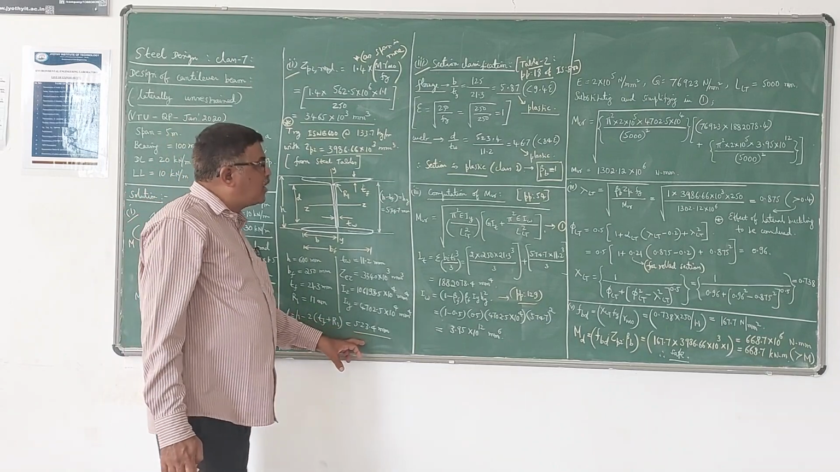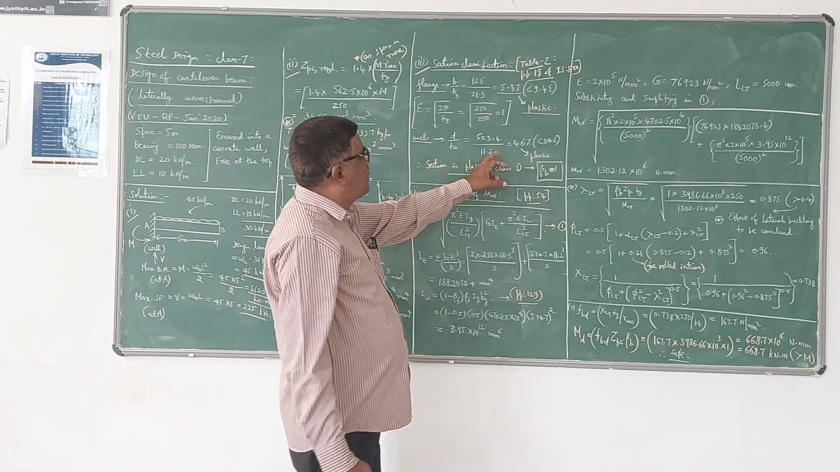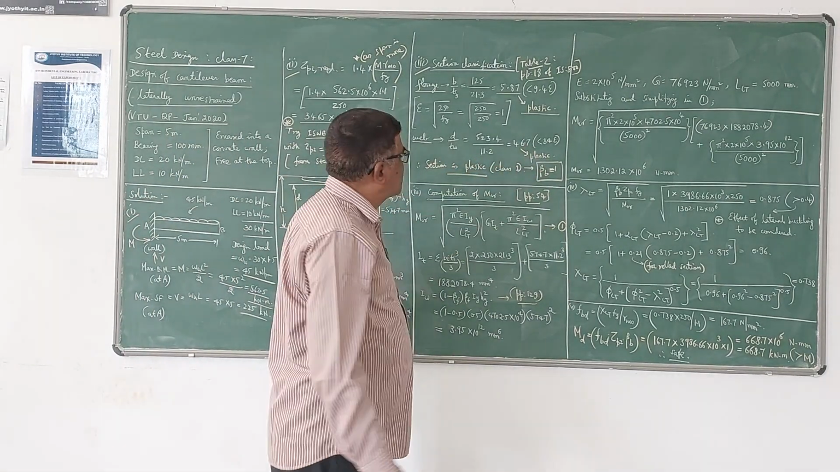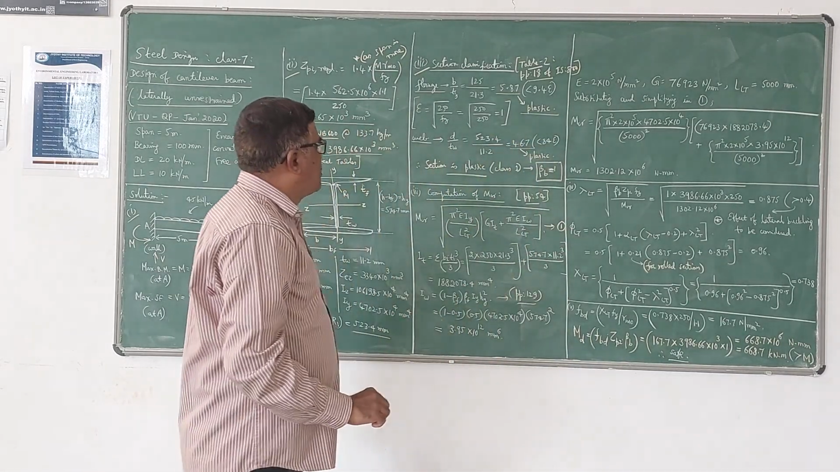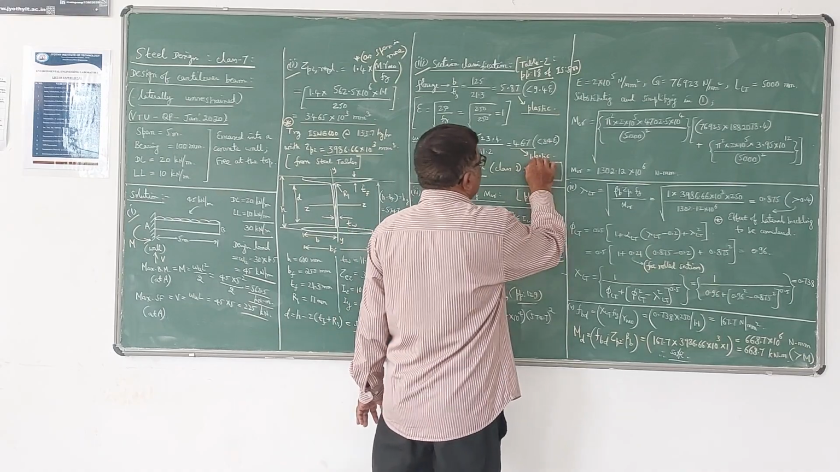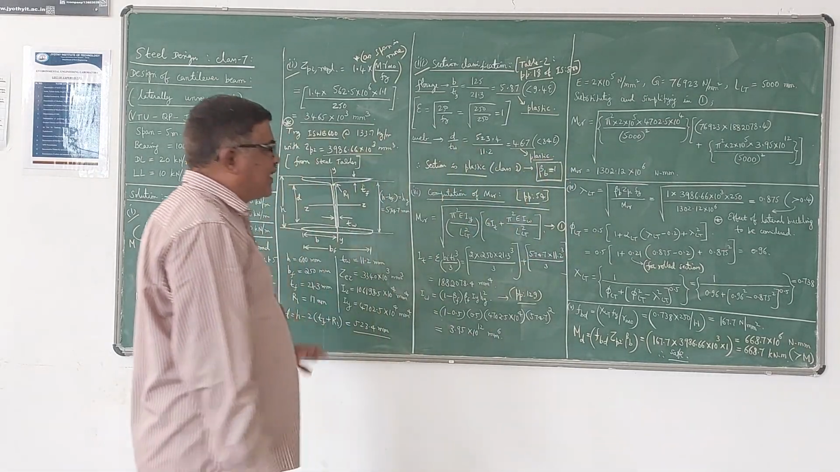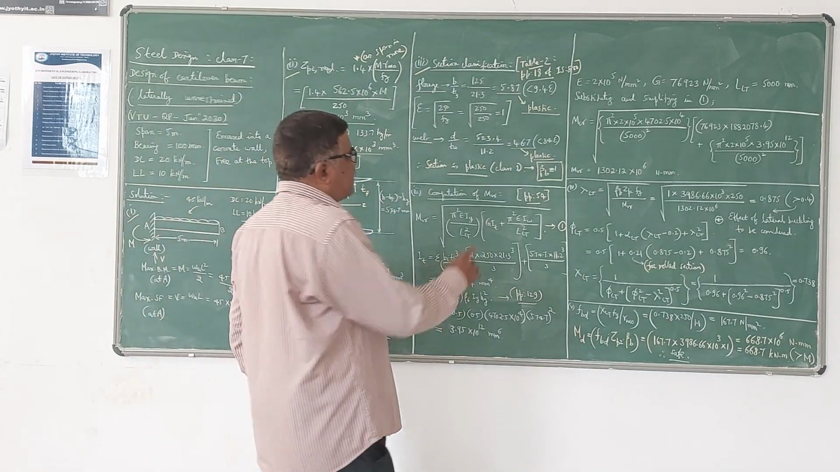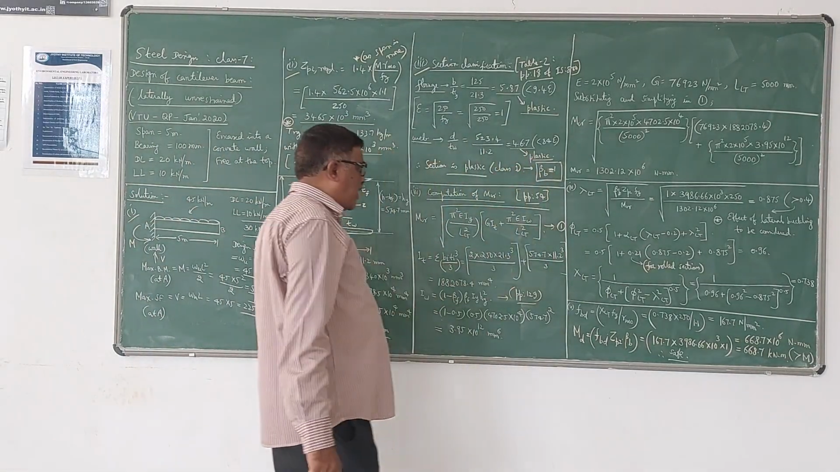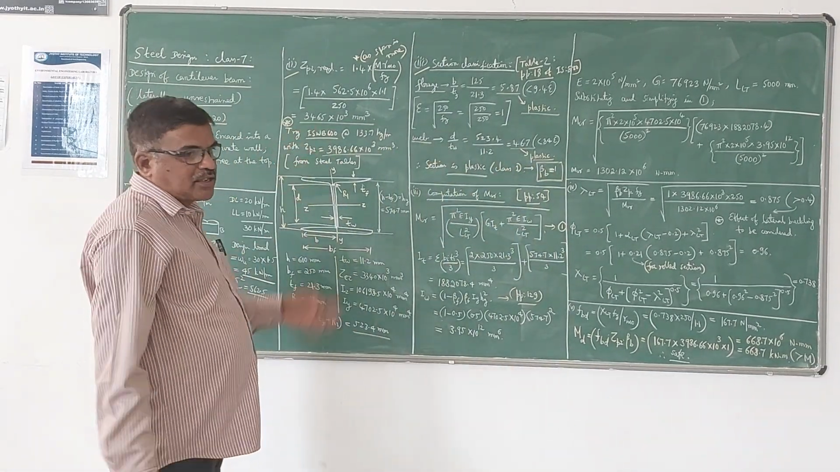d/tw is 523.4 divided by 11.2. If you simplify that, it is 46.7, which is less than 84 epsilon, which is also plastic. Since both the flange and the web are plastic sections, the entire section is taken as plastic or Class 1, and the value of beta b is taken as 1. So that is the section classification.